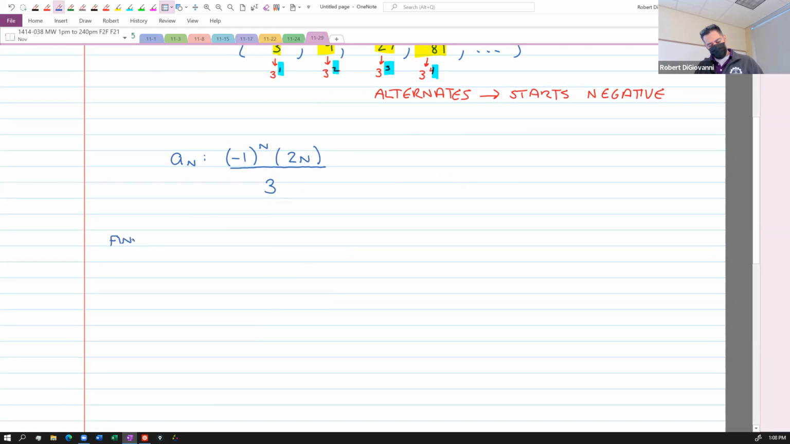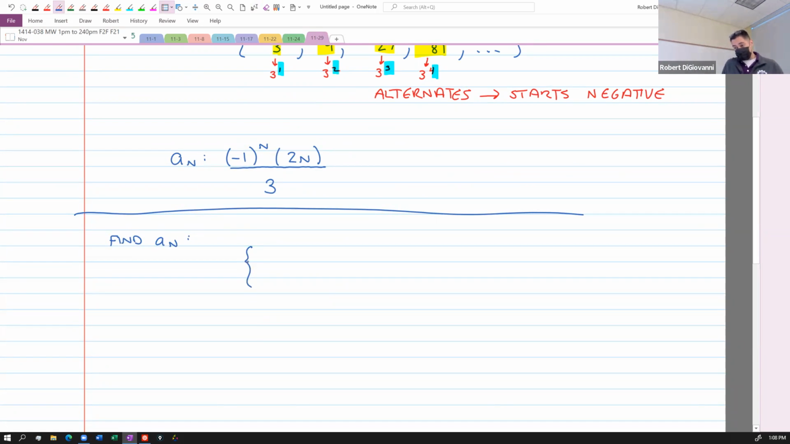So let's find a sub n for this. Okay, so let me do it this way. We'll go 7 over 10, negative 11 over 100. Then let's do 15 over 1,000. And then negative 19 over 10,000.